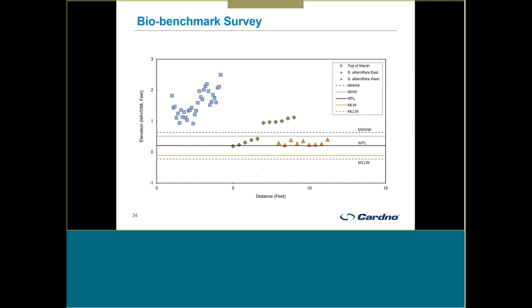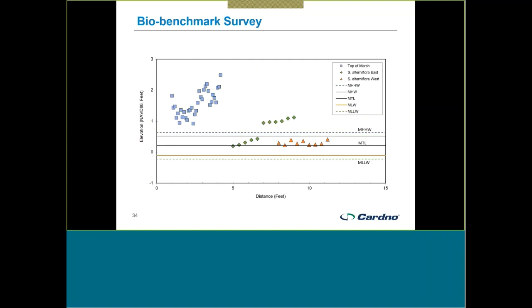The other thing that we did was what's called a biobenchmark survey. We were fortunate enough to have some folks from DNREC who took an RTK system out there and surveyed for us. We shot the elevations of different plant communities, and that's a really good surrogate for tidal datums, as well as telling you more directly what elevations you should plant your plants at, because you know that plants are successfully growing on your site at those elevations.